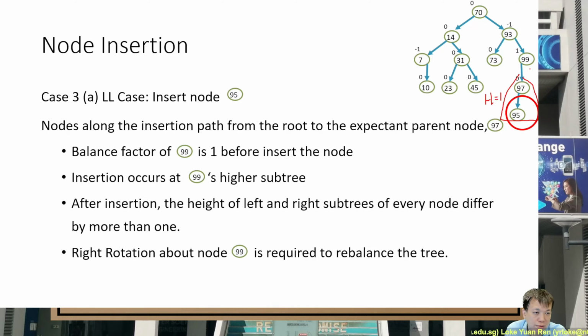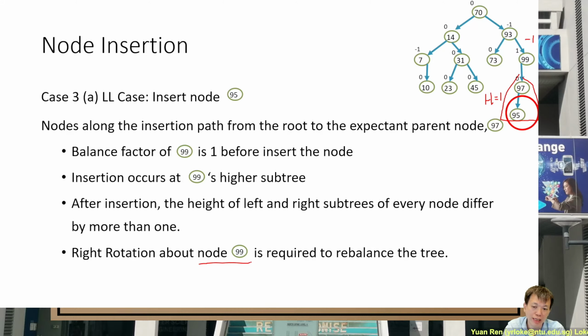The right side has nothing, so it's negative 1. So 1 minus negative 1, you expect that 99 will have a balance factor of 2. That means you need to do the balancing. In short, you need to do a right rotation about node 99 to rebalance the tree at that particular node.